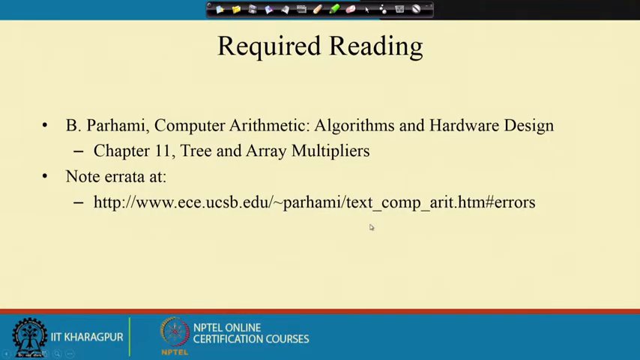Then you have to follow, I think I have already mentioned, one of the best books for computer architecture, written by B. Parhami. The book name is Computer Architecture, Algorithms and Hardware Design. Here you will find all the adder architecture, multiplier architecture, all these architectural details. So, you can follow this book.